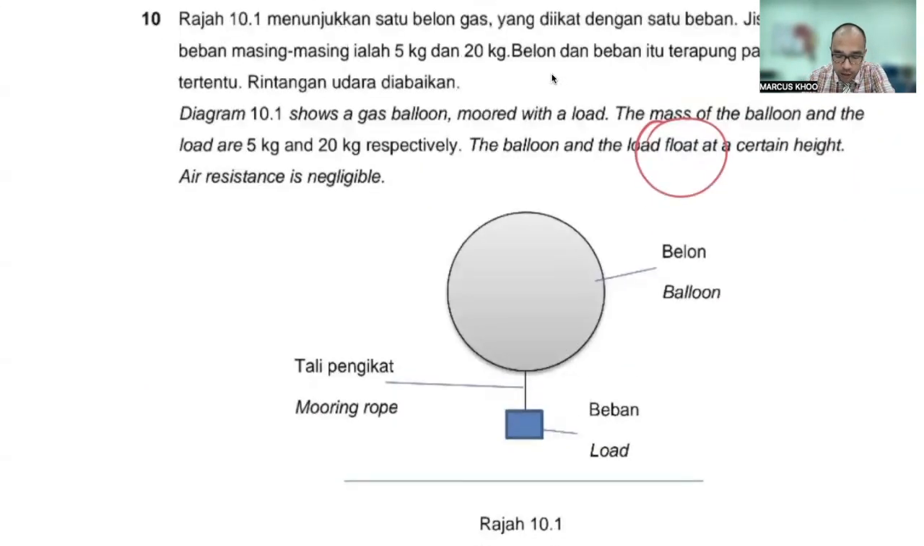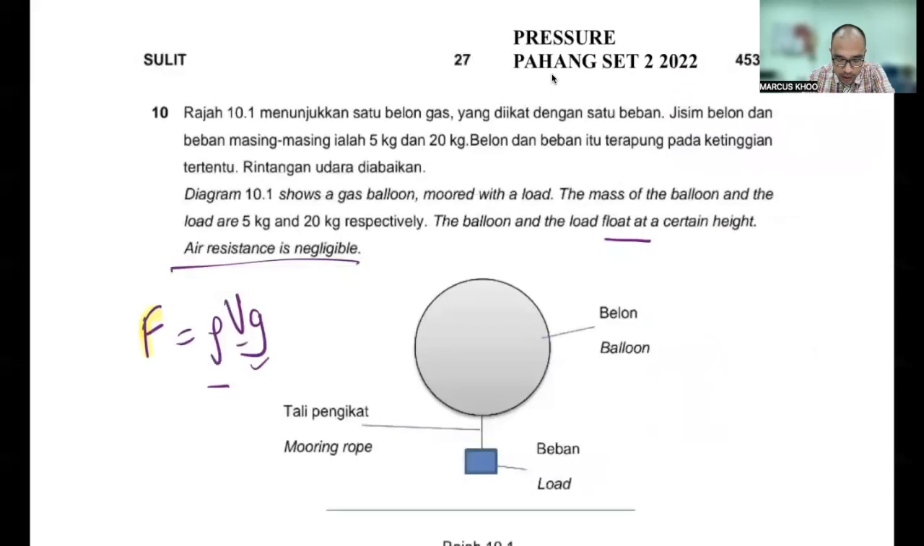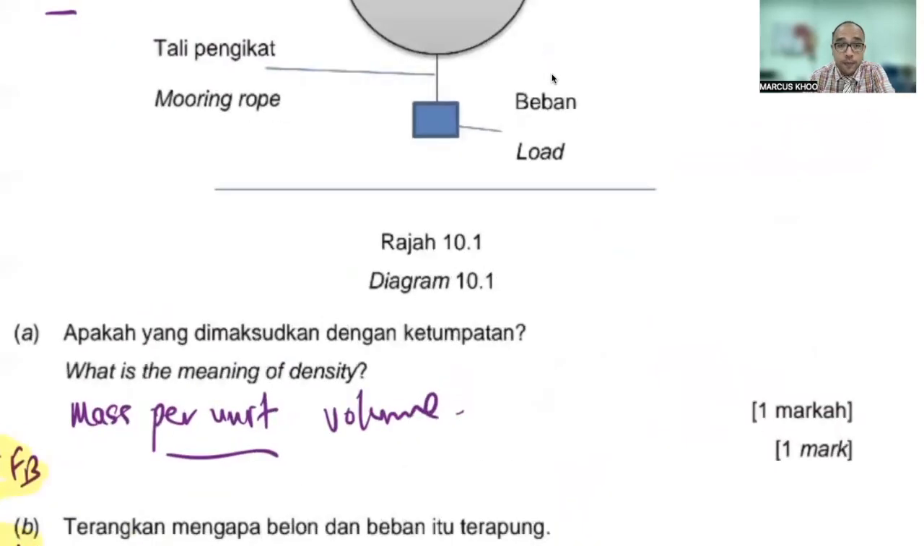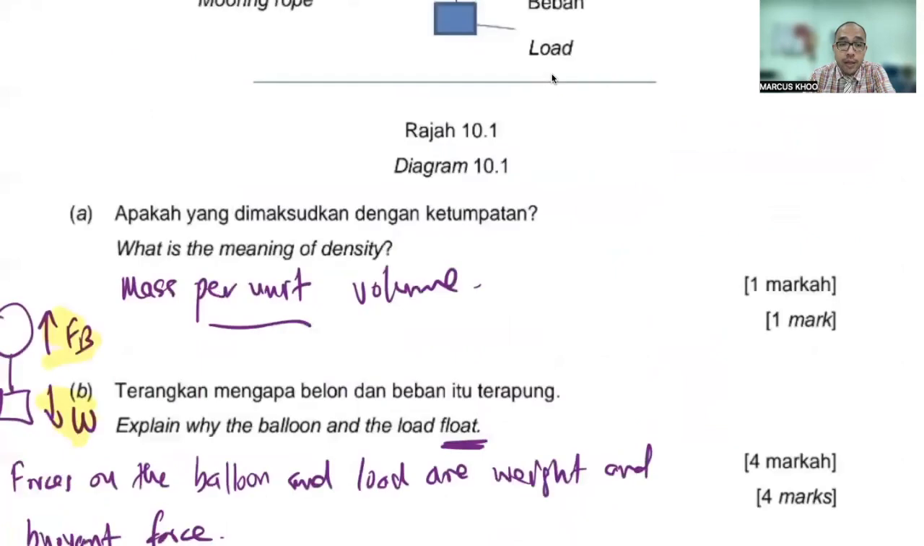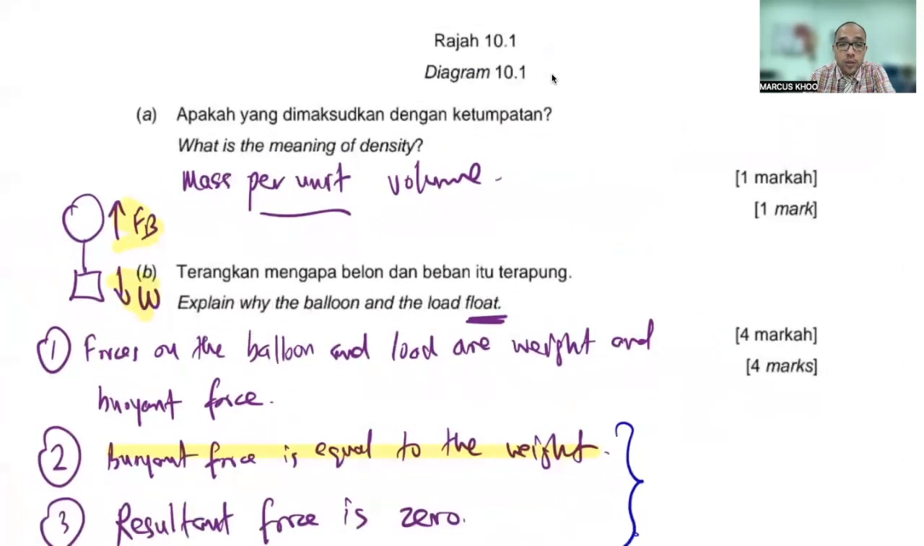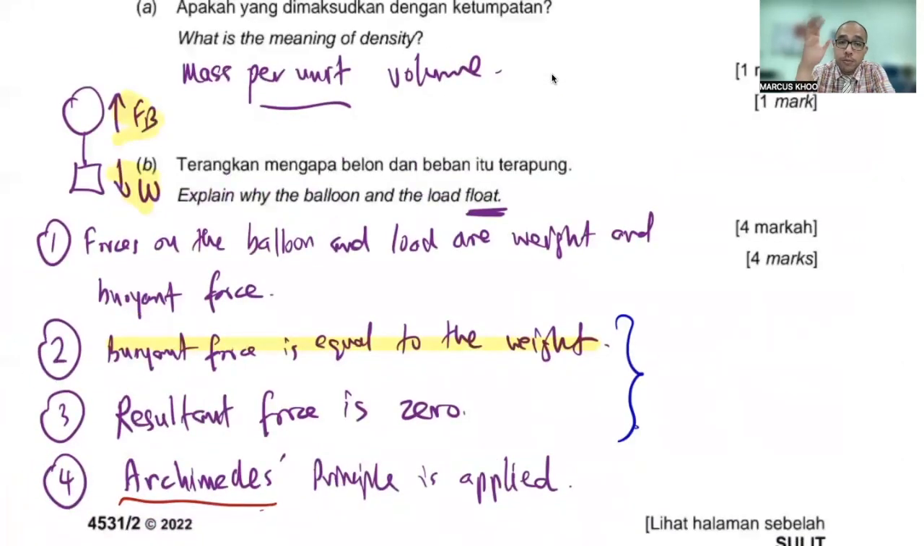Okay, so what is the meaning of density? So density is mass per unit volume. Okay, explain why the balloon and the load float. So this is the explanation. Most importantly, the balloon and the load float because the buoyant force is equal to the weight. So first of all, talk about the force on the balloon.